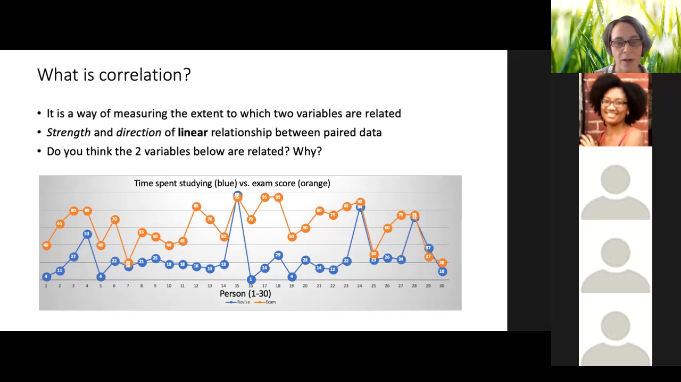But before we do that, if you look at these two curves here that represent some measurements, do you think they are related? Do you think they are correlated? And if you think they are, why do you think they're correlated? And is it a positive or a negative relationship, and why?